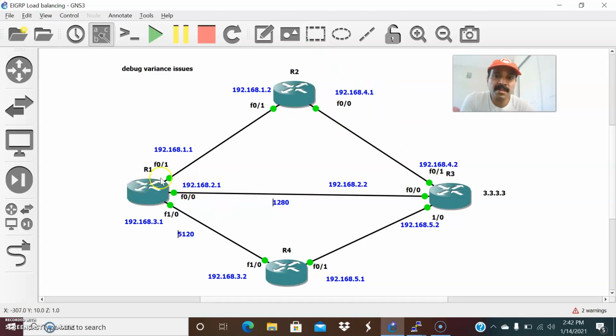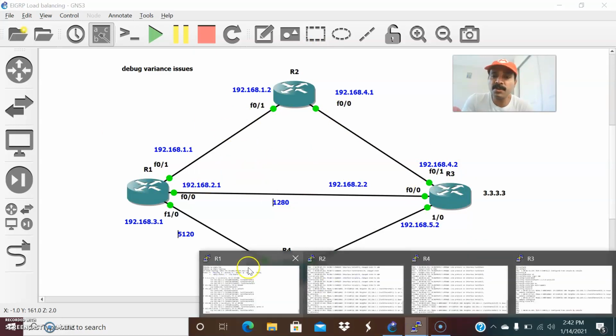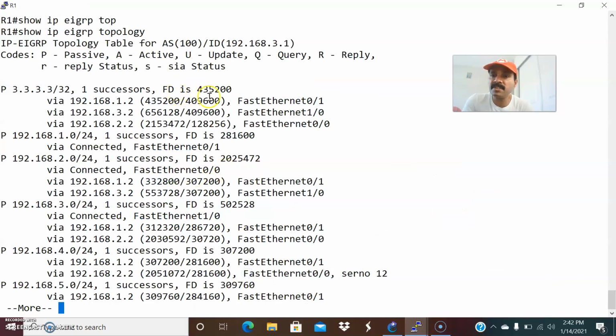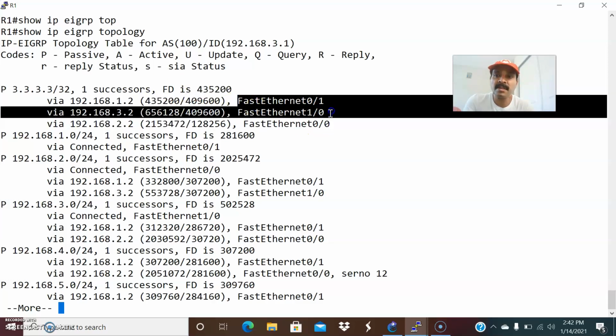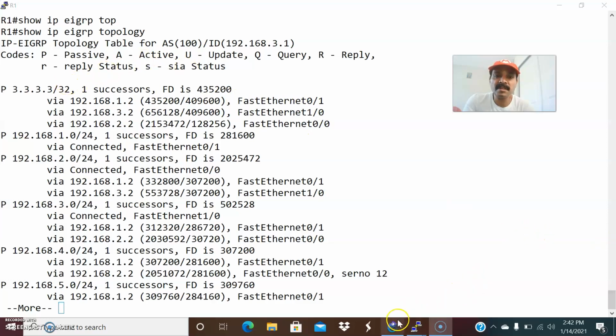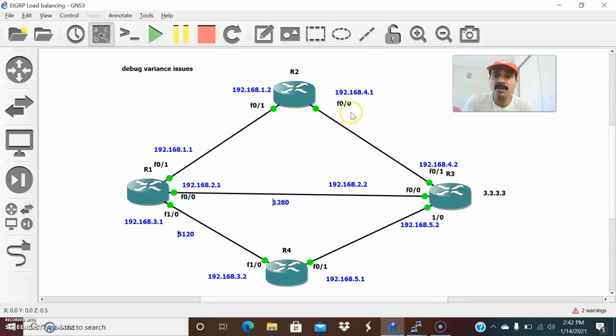And the total distance, R1 to R2 and R2 to R3, is calculated as the feasible distance. So in the topology table it shows FD by AD. FD is 43520, and this is the AD, the advertised distance. You should not confuse it with administrative distance, which is also called AD. In the topology table, we call it the advertised distance. This is the FD, the feasible distance, this is the advertised distance, and this is the interface it is reaching via. For reaching the 3.3.3.3 prefix, there are three paths it is showing: R1 to R2, R1 to R3, and so on.